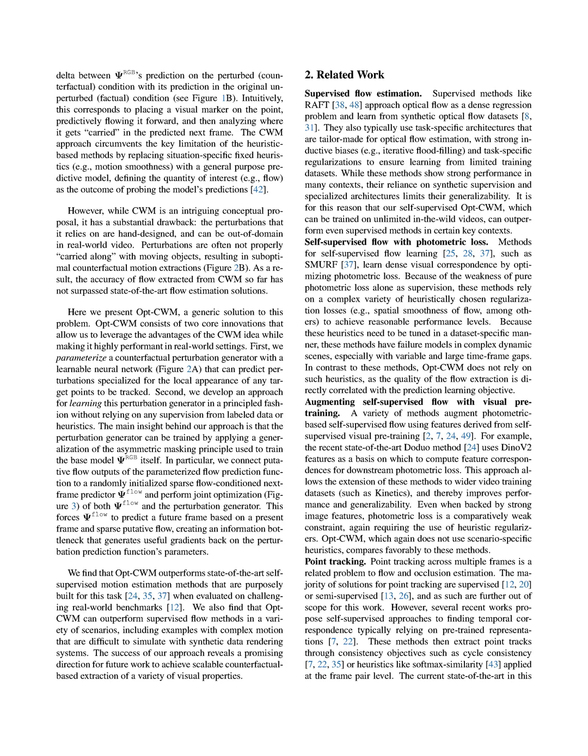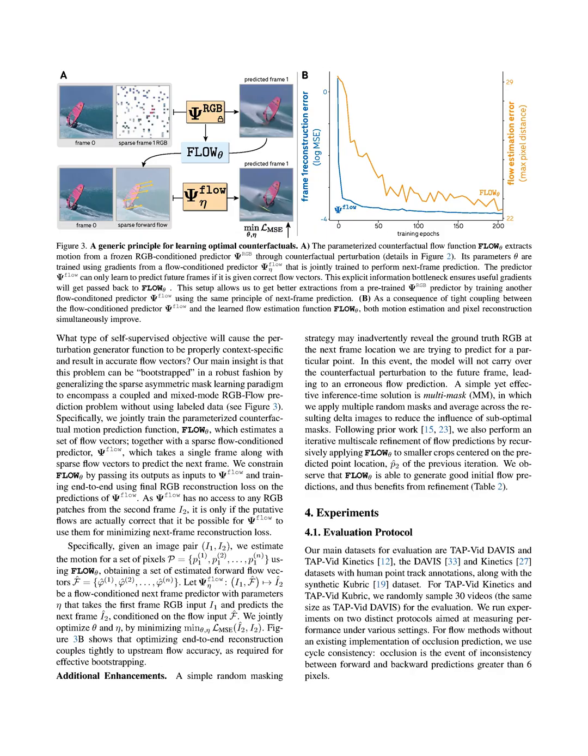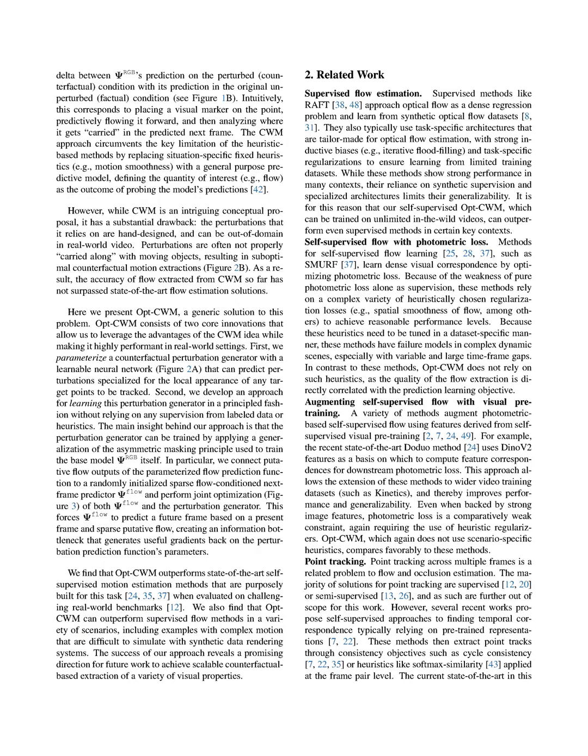Secondly, Opt-CWM employs a learnable counterfactual perturbation generator that adapts to local image contexts, resulting in more accurate motion estimations compared to fixed perturbations used in traditional methods. Additionally, the joint optimization of flow predictions with a flow-conditioned next-frame predictor ensures that the flow outputs are tightly coupled with the reconstruction loss, leading to improved accuracy. Empirically, Opt-CWM has been shown to outperform state-of-the-art self-supervised motion estimation methods and even some supervised methods in complex scenarios, demonstrating its efficiency and robustness in real-world applications.